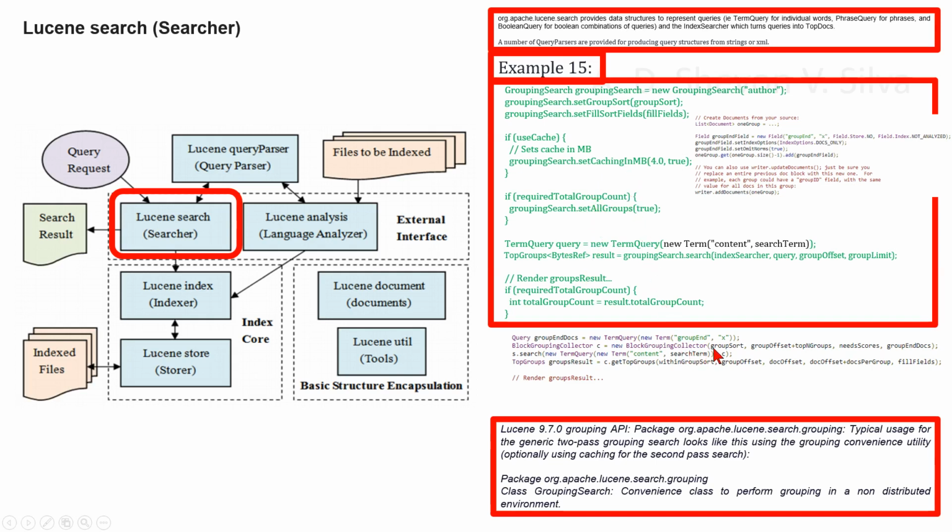Regarding the package org.apache.lucene.search.grouping, this module enables search result grouping with Lucene, where documents with the same value in the specified single-valued group field are grouped together. For example, if you group by an author field, then all documents with the same value of the author fall into a single group.